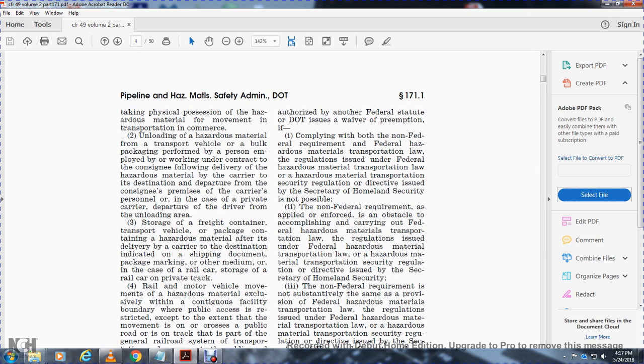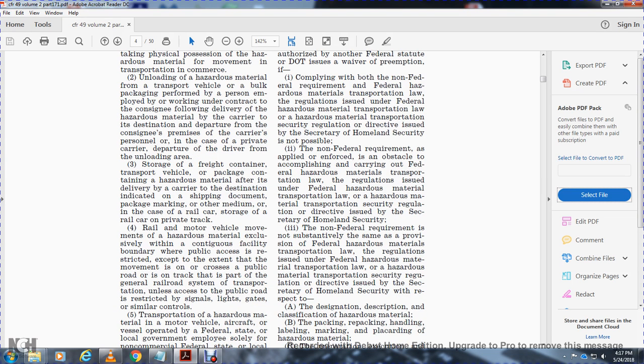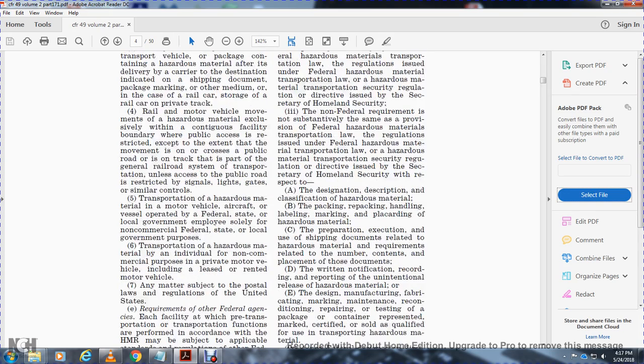Storage of the freight container or transportation vehicle containing the package with hazardous material after it is delivered by the carrier to its destination, including as indicated on the shipping document, and in the case of rail car storage, the rail car on private track. Rail or motor vehicle movement of hazardous material is excluded within a facility where public access is restricted, to the extent the movement does not cross a public road or the track of the general railroad system, unless access to the public road is restricted by signal lights, gates, and similar controls.